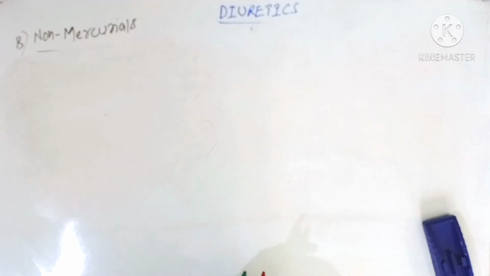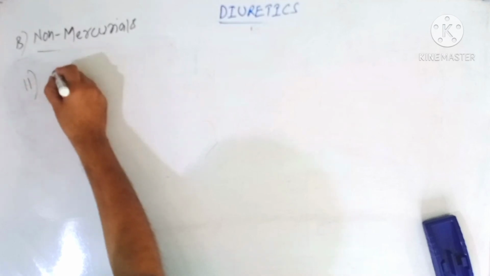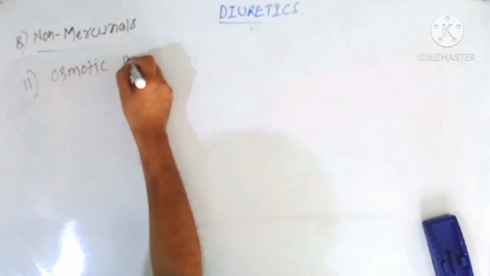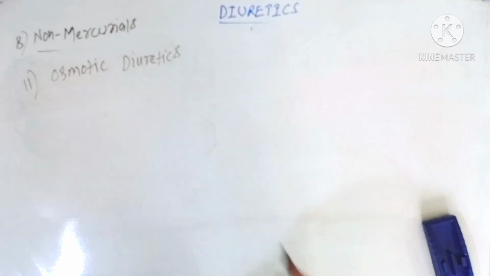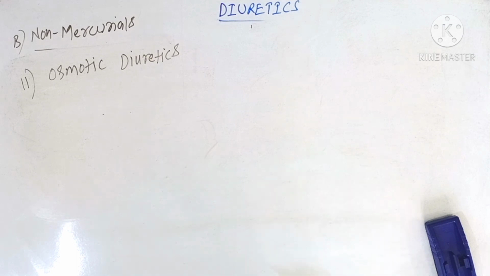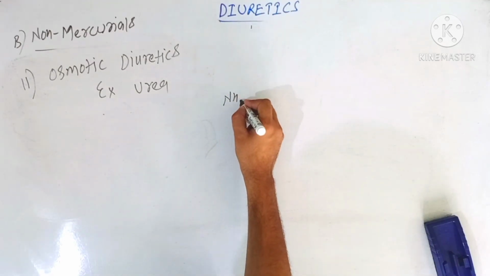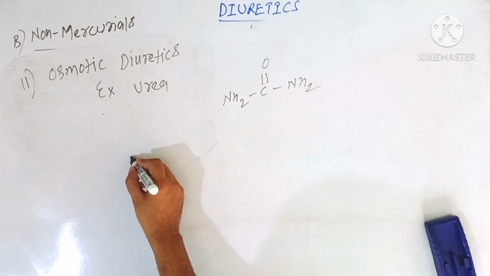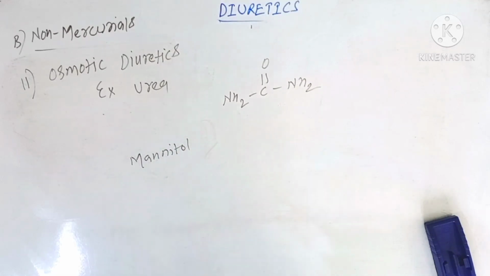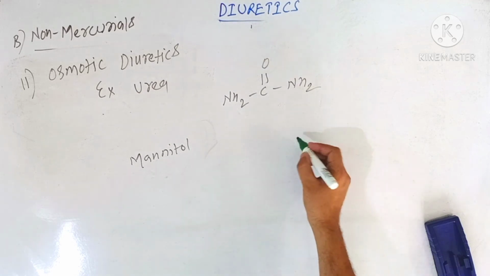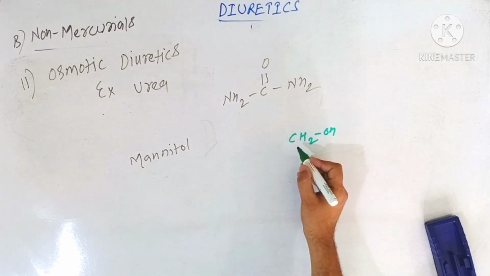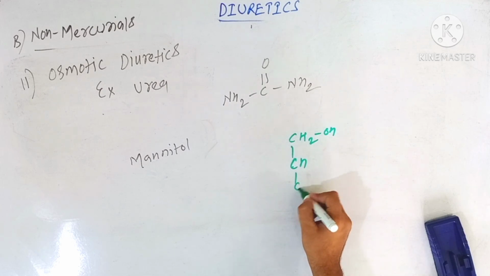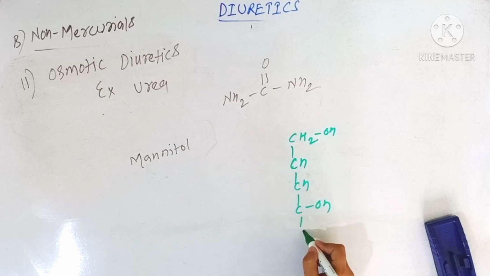Class number 11, osmotic diuretics. So for osmotic diuretics the best example is your urea, and urea has NH2 C double bond O NH2. This is the structure of urea. And the second one, the best drug which comes under this class is your mannitol. So this is the structure of your mannitol. CH2OH, then CH, then CH, then COH, then COH, then CH2OH.